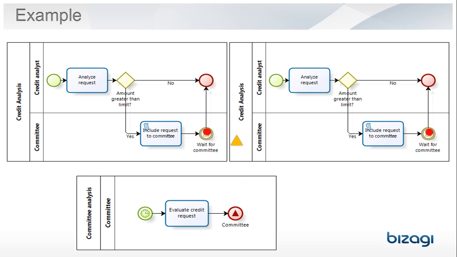This signal is broadcast and the credit analysis instances, which are prepared to listen, capture the signal and continue the process. In this way, the model controls that the committee will meet periodically, it will analyse several requests, and each request will wait for a committee's answer.